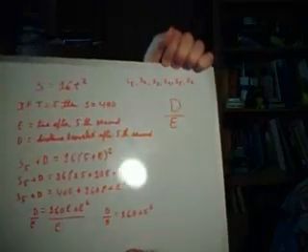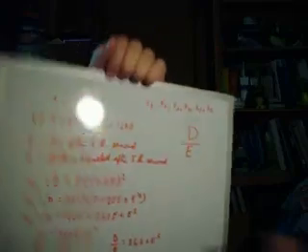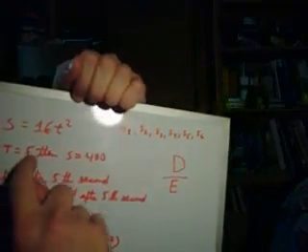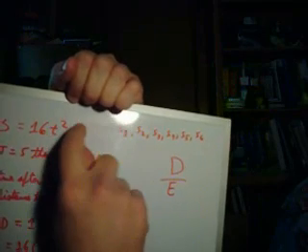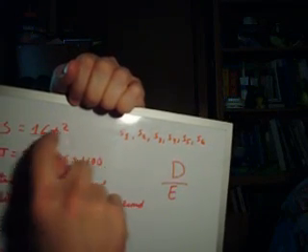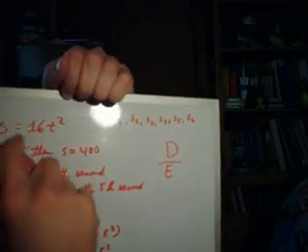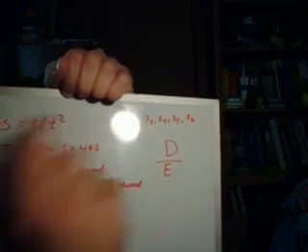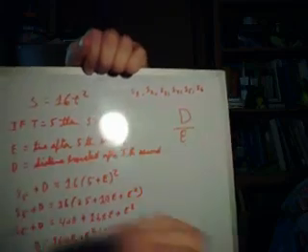Okay? Now, in the equation, if we plug in the number 5 into this equation, we square it, it becomes 25. We multiply it by 16, and it becomes 400, which means that we have traveled 400 feet in just 5 seconds. Okay. Now we're going to figure in a little bit more.